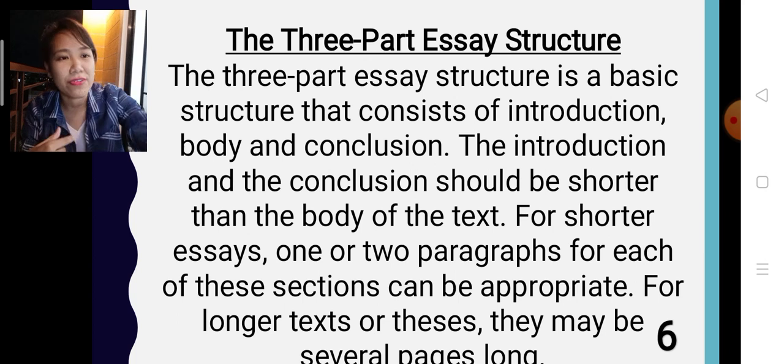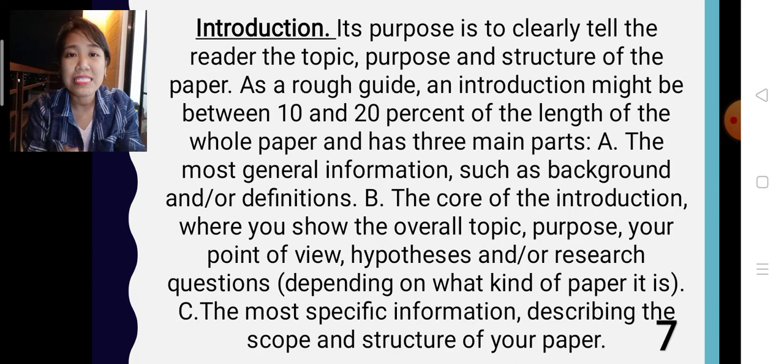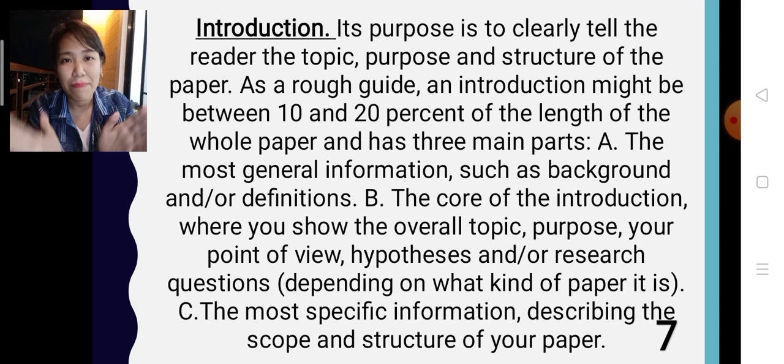So, ano po iyon? First is the introduction. So, its purpose is to clearly tell the reader the topic. Ano ba yung topic mo? Purpose and structure of the paper. Bakit iyon ang topic na yon na gusto mong isulat?